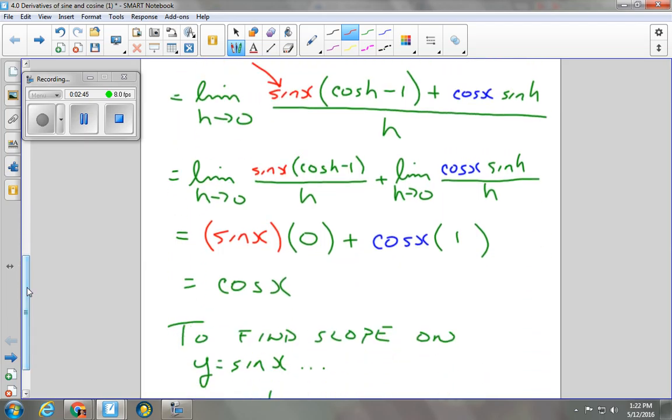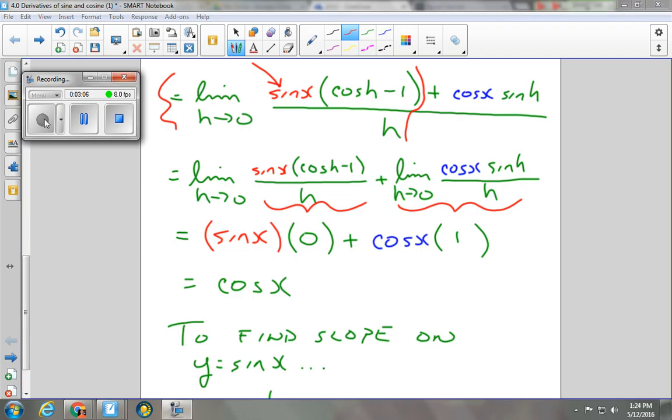Then I'm going to rewrite this whole expression and split it up into two limits. I take this part over h, and then the cos x sine h over h part. So we've got two different parts here, that one and that one. Okay, so we've got those two terms there.